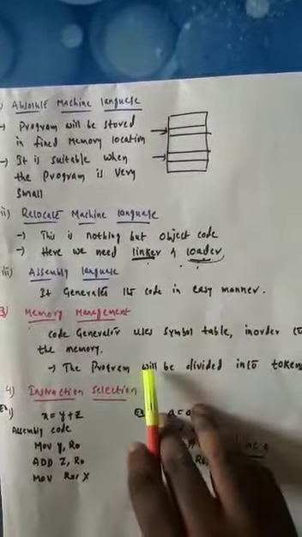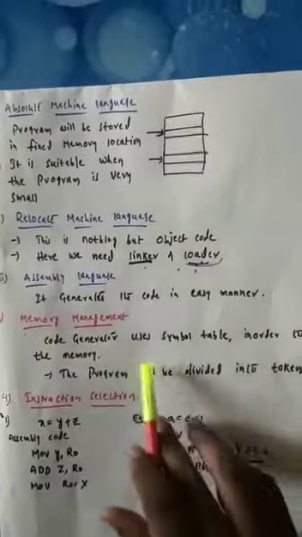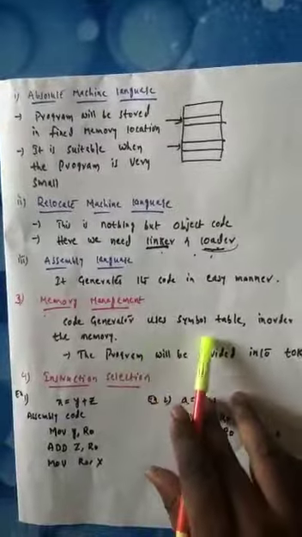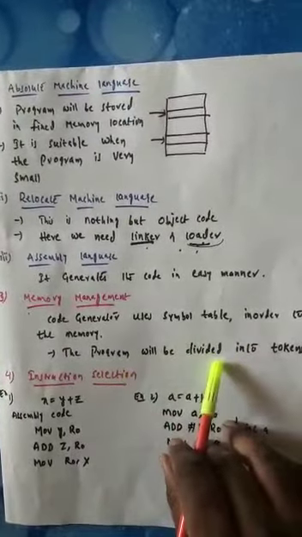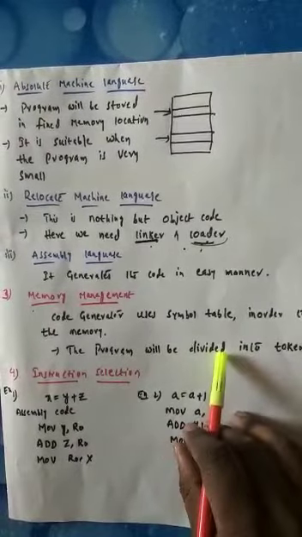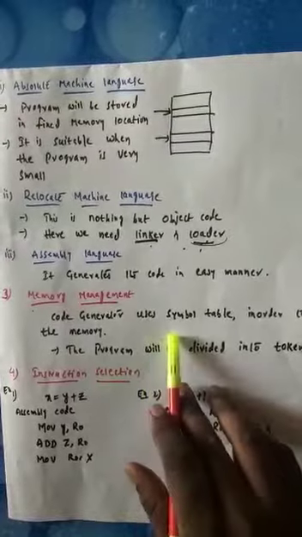With the help of the symbol table, memory management will be done. Here, simply one thing: the code generator uses the symbol table, and the program can be divided into a number of tokens. The token is the smallest individual unit in a program. With the help of the symbol table, memory management will be done.